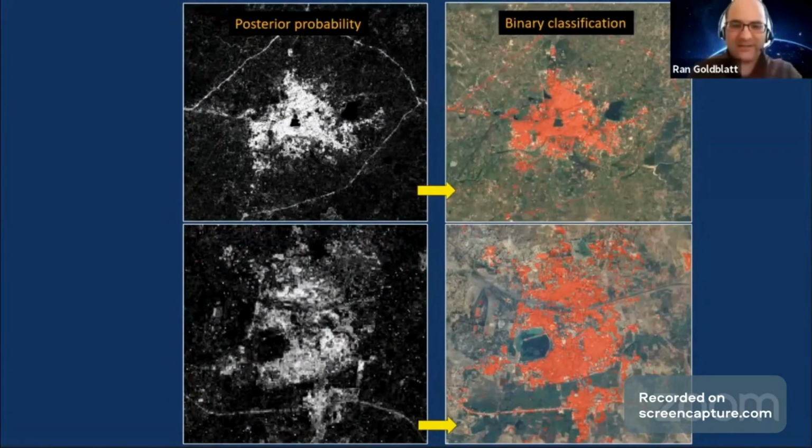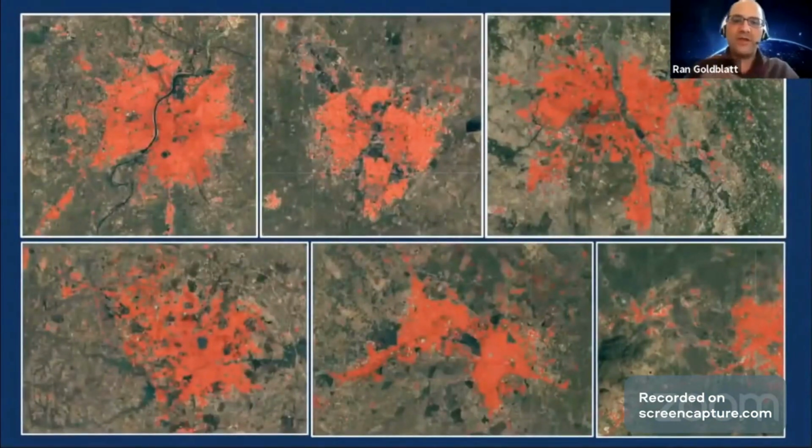So we applied this method in entire countries: India, the US, and Mexico. And when you zoom out, you can see that this method indeed is able to detect the built-up land cover, and you can see the fine boundaries of built-up areas versus rural areas.